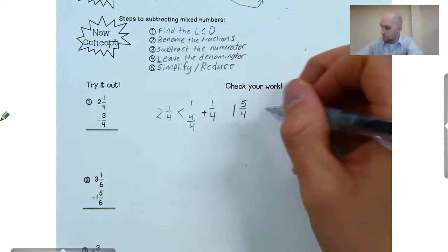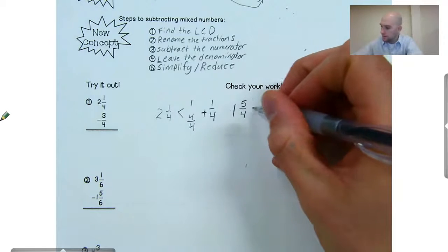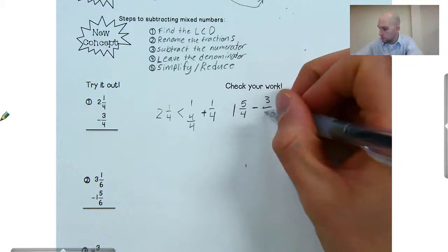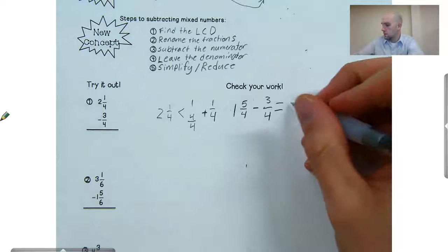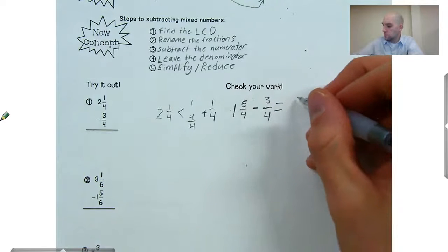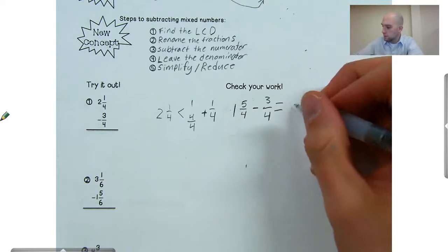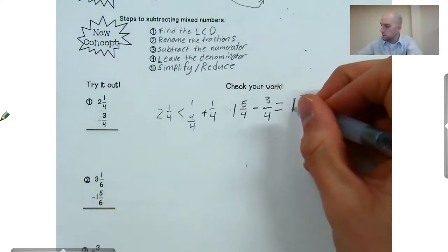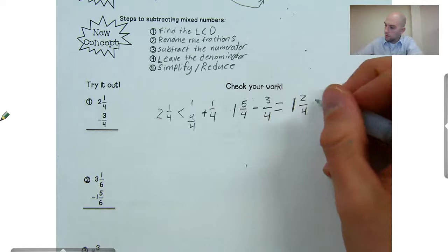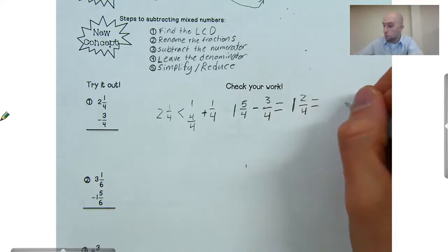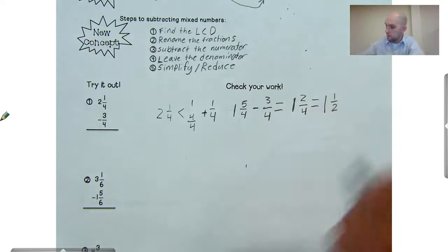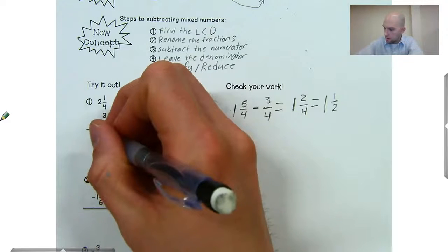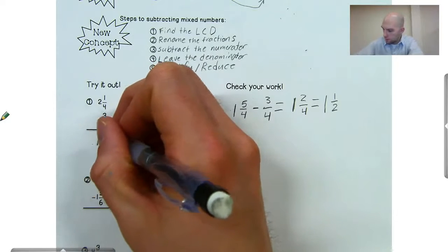So I have 1 5/4 minus 3/4. 5/4 minus 3/4 will give me 2/4. So I have 1 and 2/4. And I can reduce 2/4 to 1/2. So I have 1 and 1/2. My answer here is 1 and 1/2.